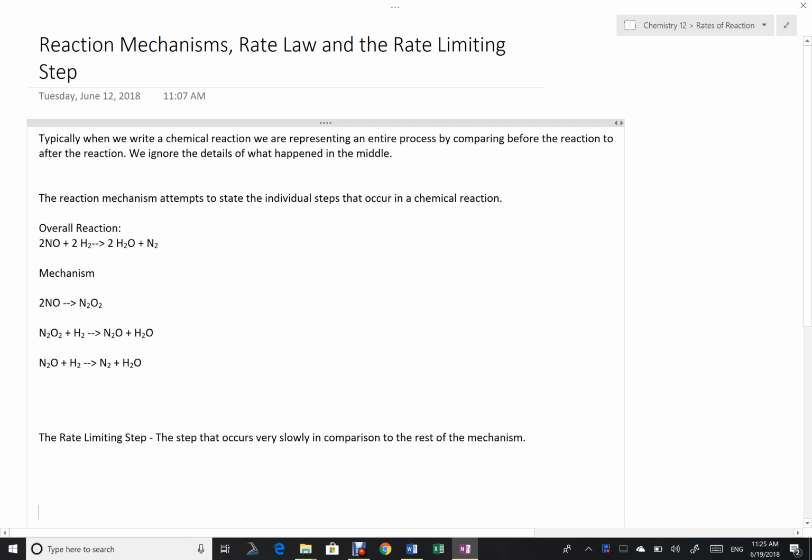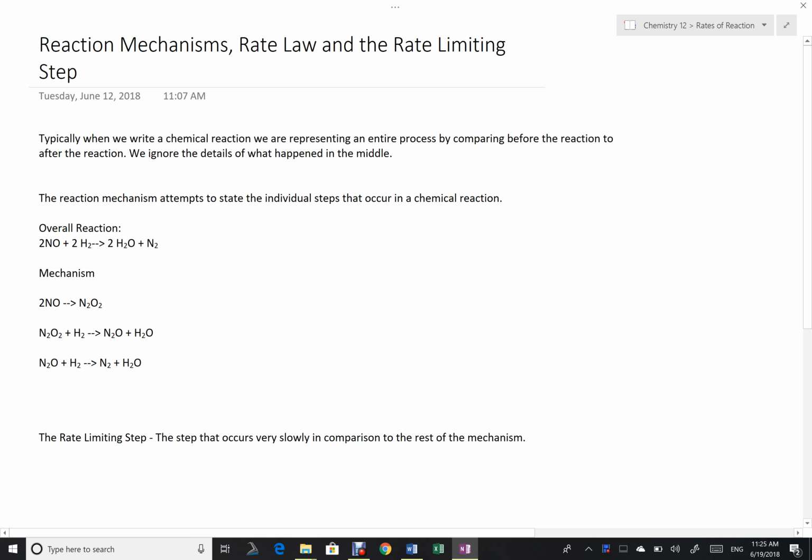Reaction mechanisms, rate law, and the rate limiting step. When we write chemical reactions, we are representing the entire process from the beginning to the end, and we're ignoring all the details that occur in the middle. Let's imagine this chemical reaction. We have nitrogen monoxide reacting with hydrogen gas to form water and nitrogen gas.